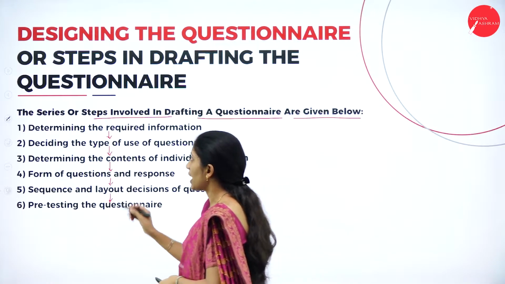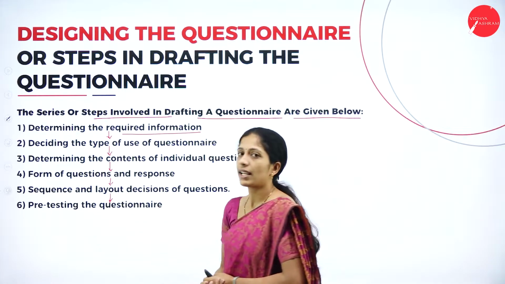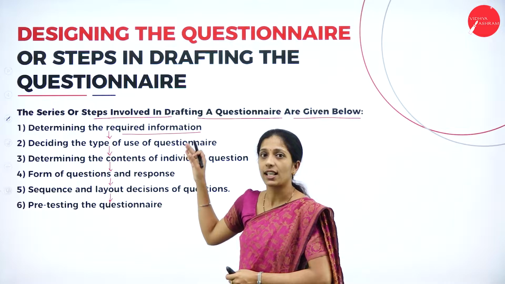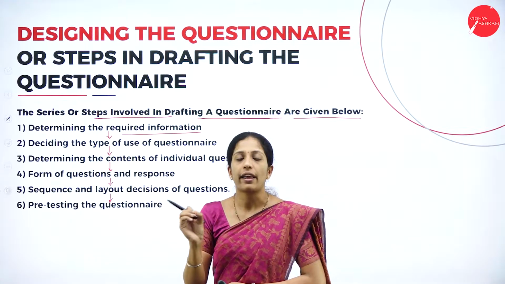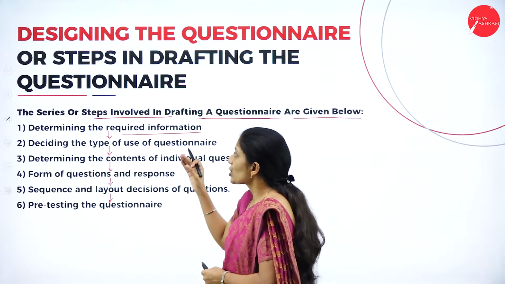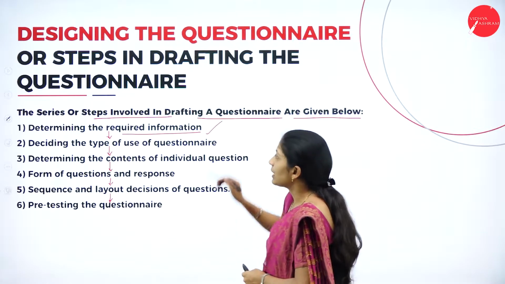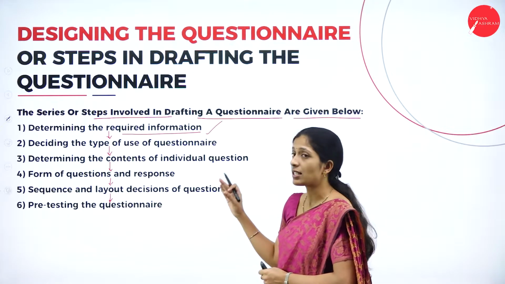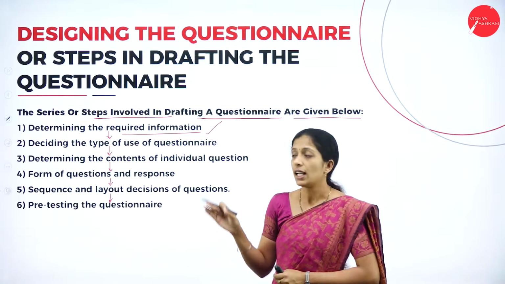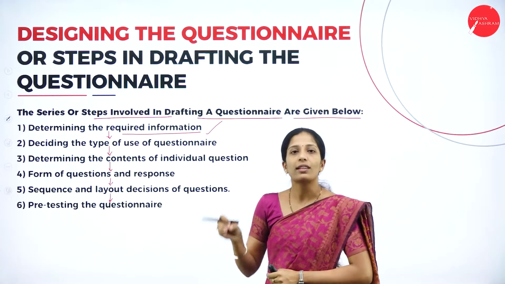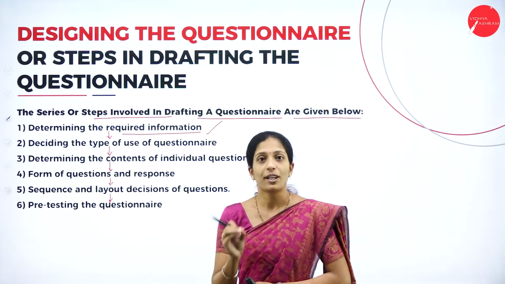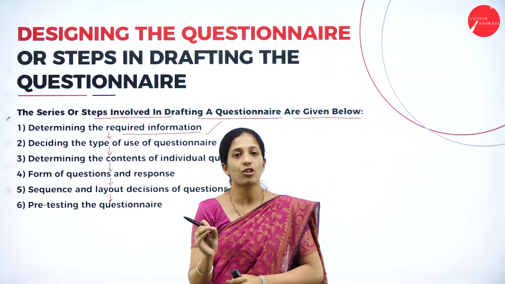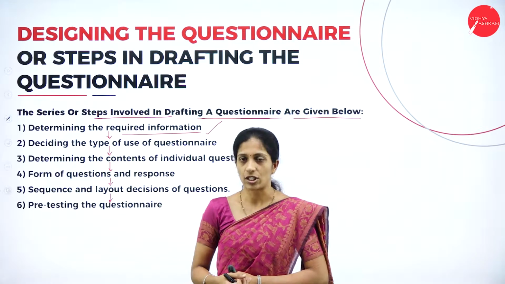Now coming to the first step, determining the required information. So we shall see the process first. Later on, I am going to discuss each and every point in detail. So what is the first point? Determining the required information. That is, in order to draft a questionnaire, the researcher has to know what information he has to collect. So if he knows what information he has to collect, on the basis of that, he will design the questions.